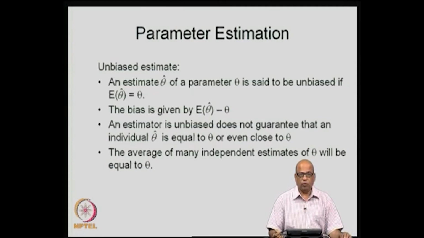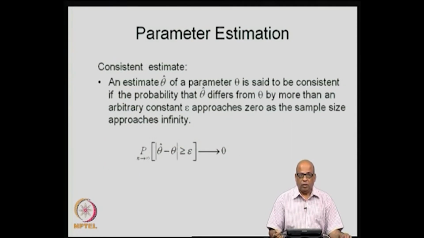Similarly, we introduce the concept of a consistent estimate. Now, an estimate theta cap of a parameter theta is said to be consistent if the probability that theta cap differs from theta by more than an arbitrary constant epsilon approaches 0 as the sample size approaches infinity.